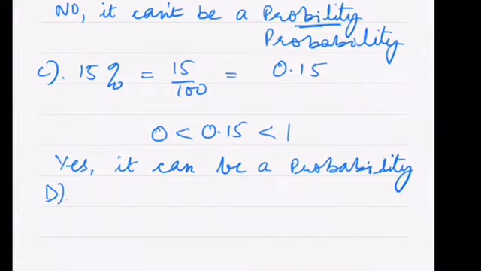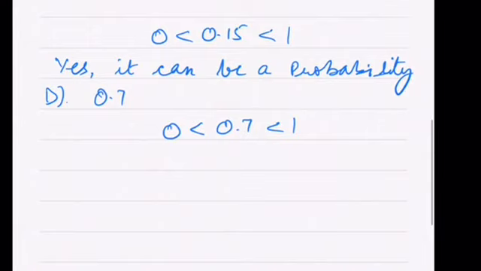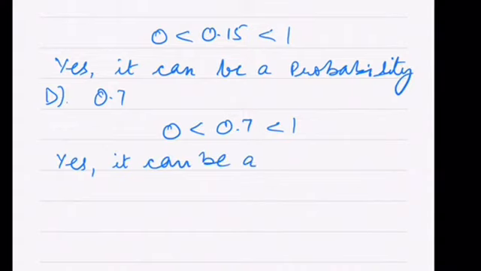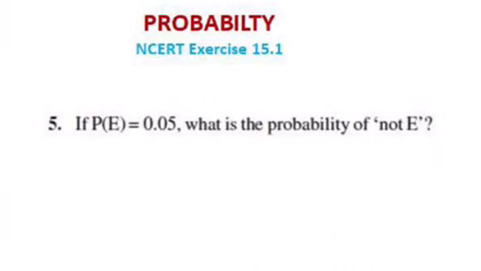Now let's move to D part. D part says 0.7. So here also I know 0.7 is greater than 0 and it is less than 1. So it is satisfying my condition. So I can say yes, it can be a probability. Okay.